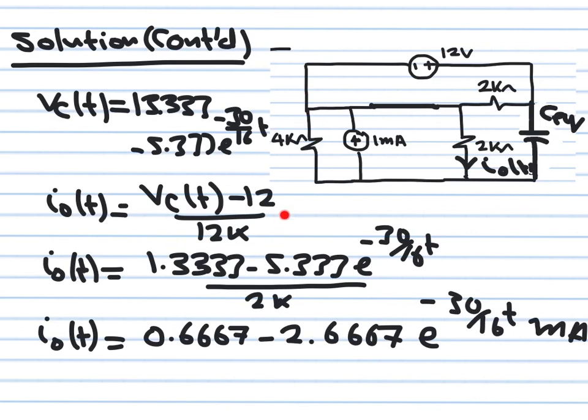Divided by, I wrote here 12K, but it's not really 12K. It's actually 2K. What we have here is 2K, not 12K. So this is a typo here in the video. Okay, this is a typo. It's 2K, not 12K.